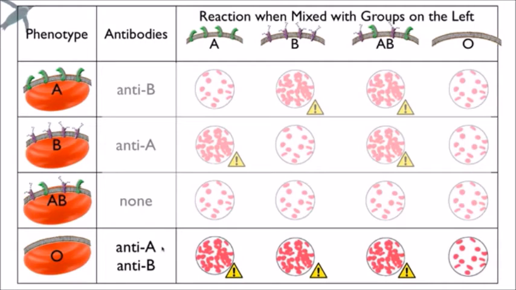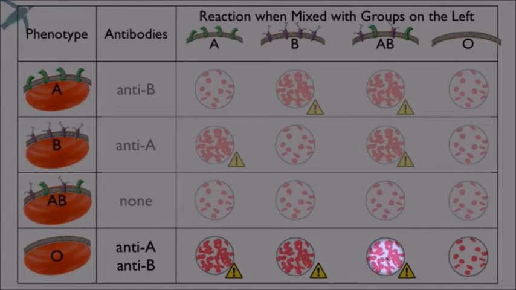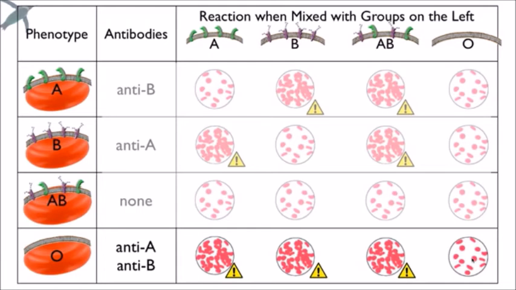O individuals have antibodies against the A antigen because those are foreign, and the B antigen because those are foreign too. So you can't give an O person A blood, and you can't give an O person B blood or AB blood. Oh my gosh, that's a double whammy. You can only give O blood to an O person.